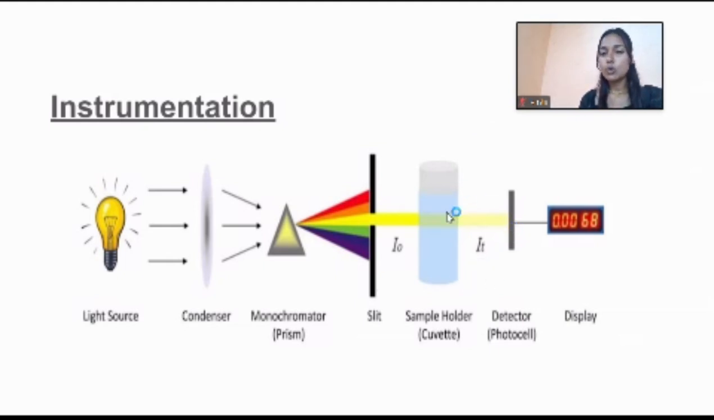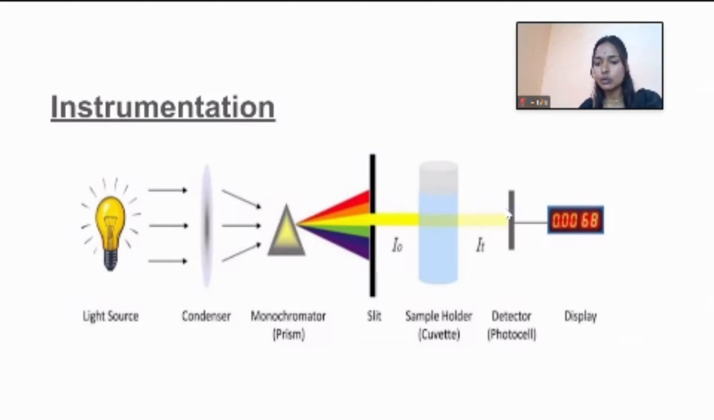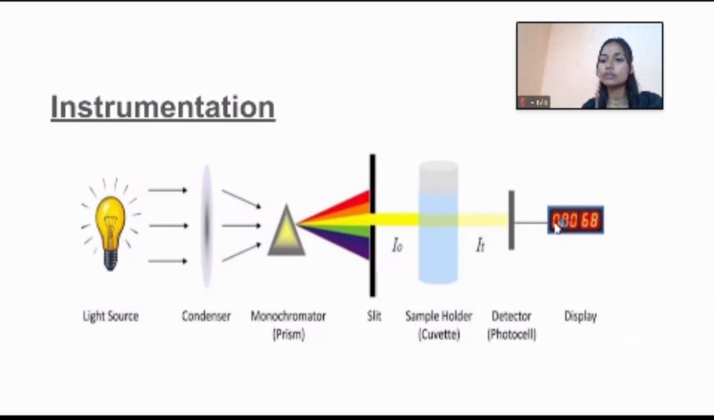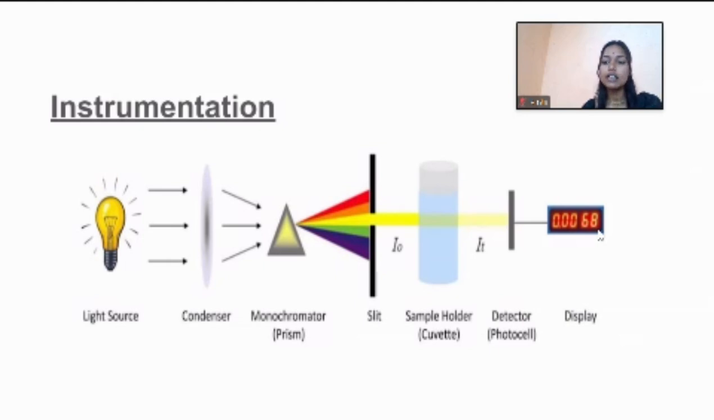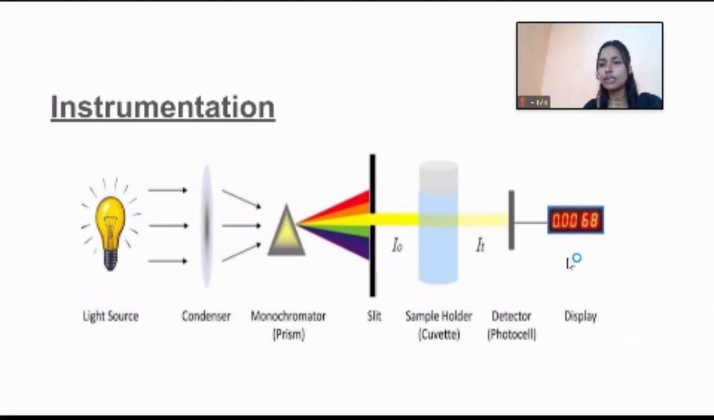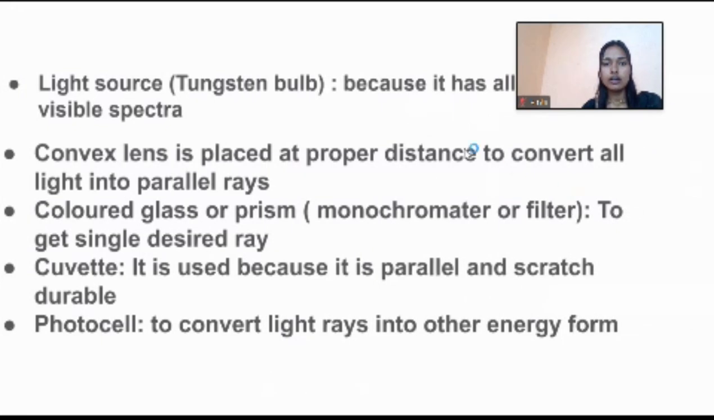After that, we are placing the photocell here. The photocell is nothing but silicon, like a solar panel, which converts solar energy into electrical energy. We are placing the photocell, which is directly connected to the voltmeter, which converts the light radiation into voltage. After taking these readings, by applying a mathematical formula we can calculate the concentration that we desire. These are the points I just explained.